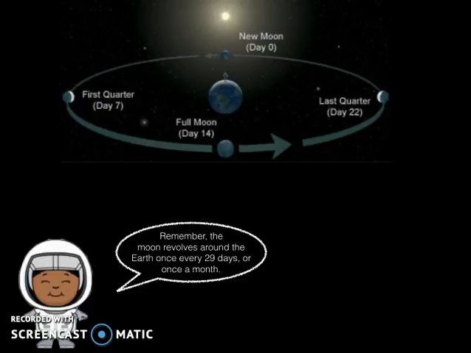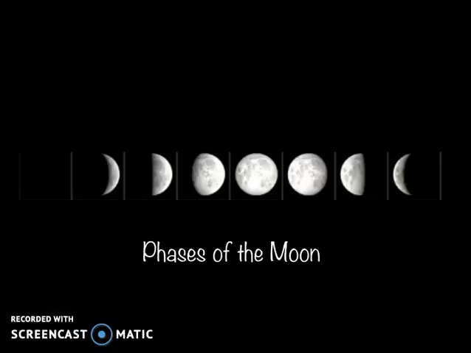Remember that the moon revolves around the Earth once every 29 days, or once a month. As the moon moves around our Earth, we see a different part of it lit by the sun. These are called the phases of the moon. Let's take a look at what they are.